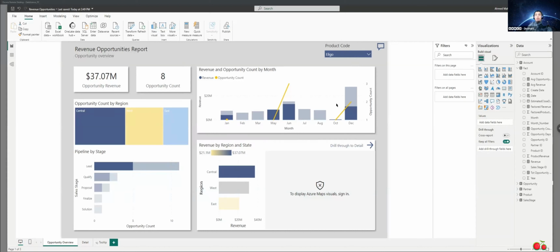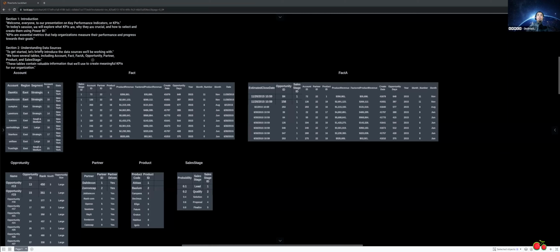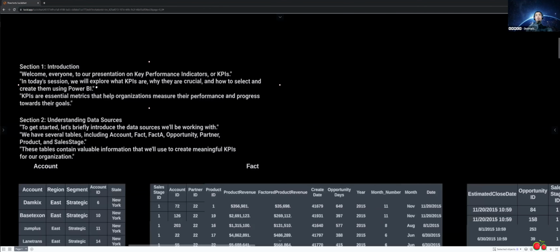Now, the very first thing that we need to go over when we try to work with any Power BI report or dashboard is the data, right? The data set is the most important thing. So I'm just trying to show you the dashboard, and then I'll flip to what I'm trying to show you. Here I tried to make it into sections.